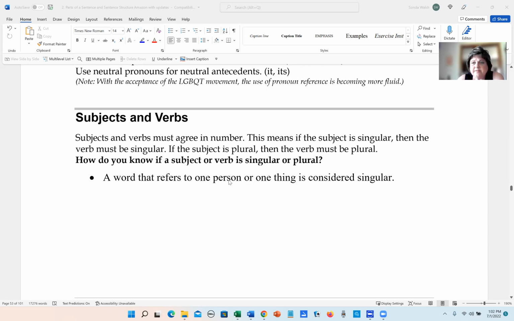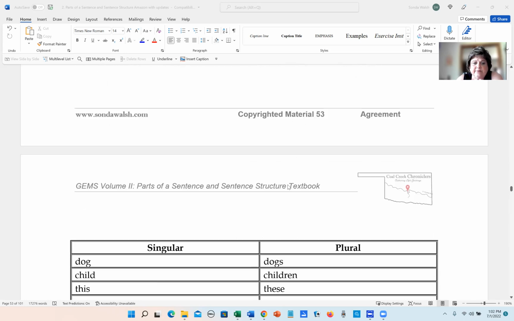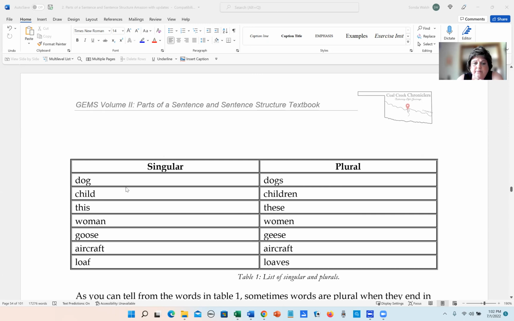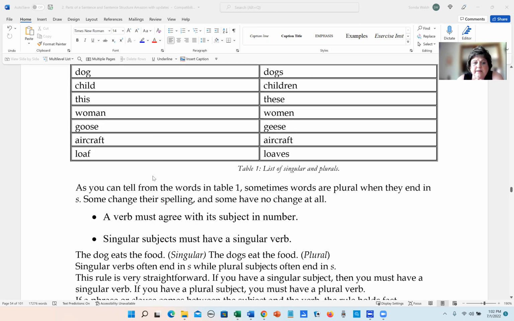So subjects and verbs have to agree in number. That means if the subject is singular, then the verb is singular. If the subject is plural, then the verb is plural. If a word refers to one person or one thing, then that is considered singular. For example, dog is singular, but dogs are plural. This is singular, these are plural.